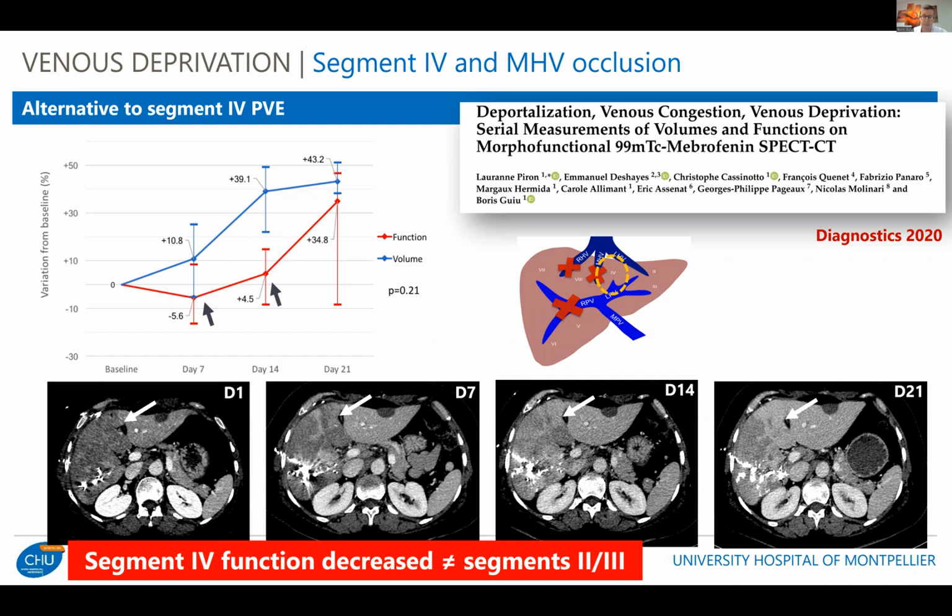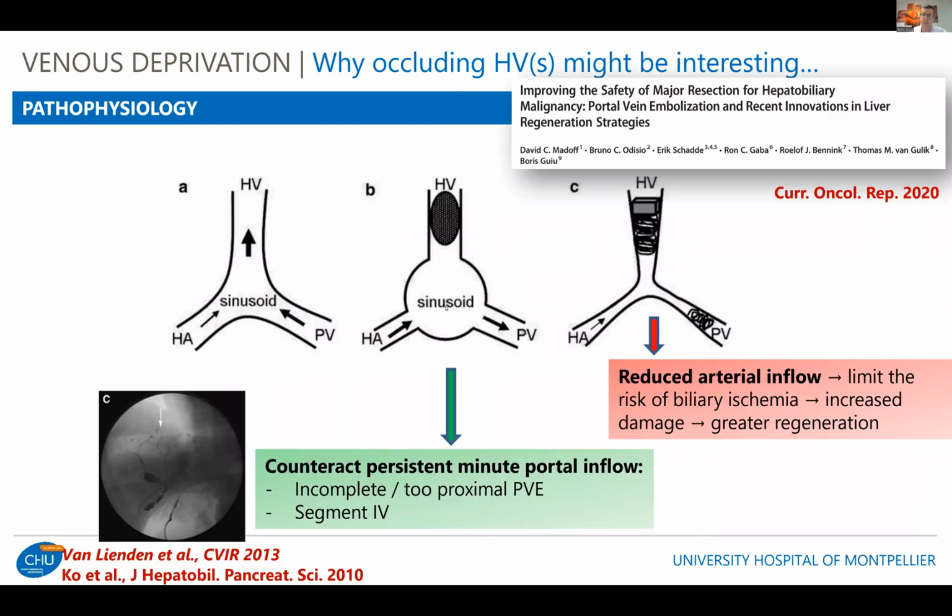That's the second point. But the most important point for the rationale is here. If you previously embolized the portal vessels and if you add hepatic vein embolization, then what happens? The arterial inflow is reduced, not suppressed, but reduced, owing to the hepatic arterial buffer response. And meaning that in this territory, with portal vessels already embolized and arterial inflow reduced, you will get more damage in the embolized liver, and as a consequence, greater regeneration.